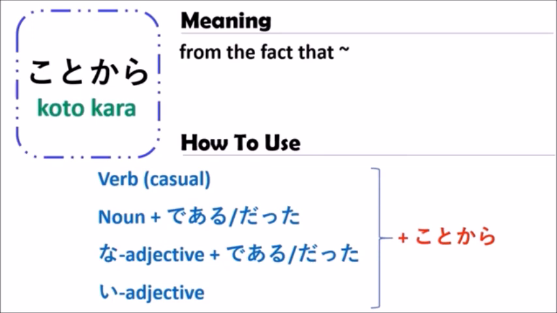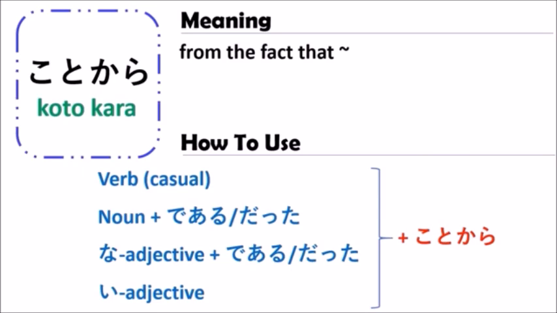For the noun, you should change the noun to "da" or "datta." Datta means the past tense form, and da means the present form. The na-adjective is just the same as the noun. When you use a na-adjective with Kotokara, you should change it to da or datta, followed by Kotokara. For the i-adjective, you don't need to change anything. You just use it in that form, followed by Kotokara.